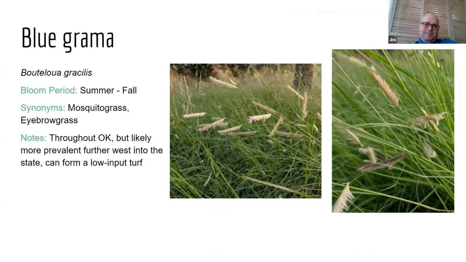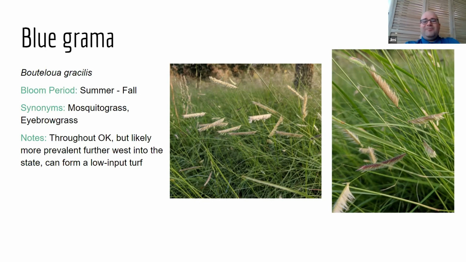Blue grama blooms summer to fall. Sometimes called mosquito grass or eyebrow grass. I've heard somebody call it mustache grass just the other day. There are some cultivars like Blonde Ambition that are getting very, very popular. I'm seeing it everywhere. But I just like using the straight species.